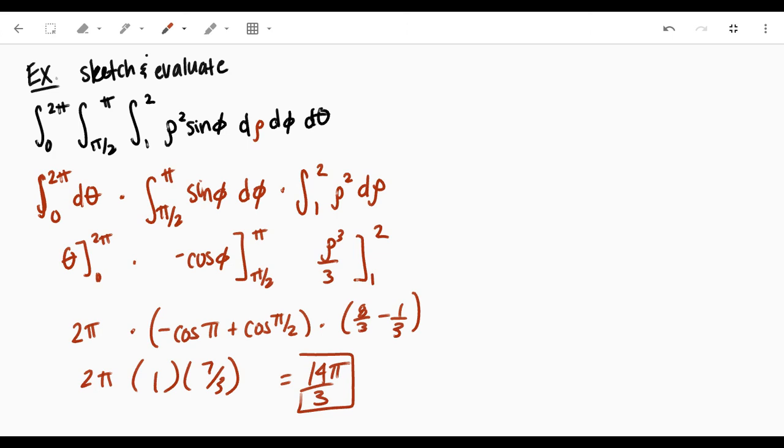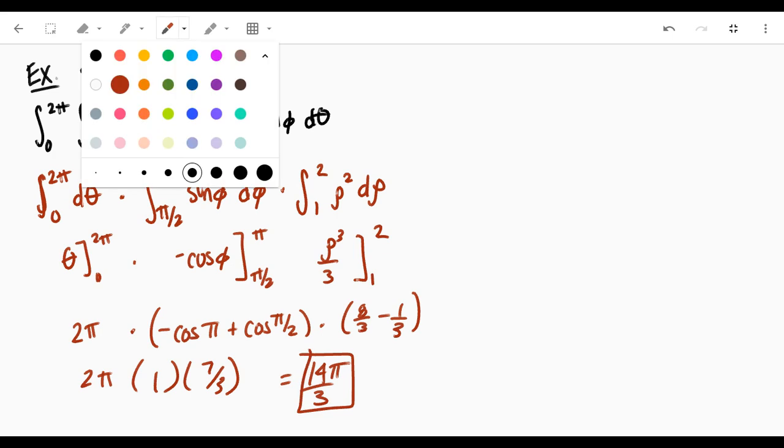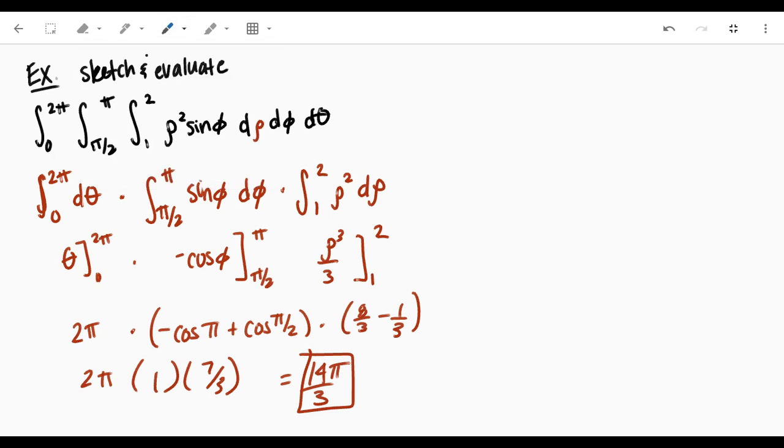Okay, let's sketch it though. That's the fun part, right? I'm going to get a not such a fat pen here, just a second. Look at that. Okay, so theta will be between 0 and 2 pi. Phi is between pi over 2 and pi. And rho is between 1 and 2.